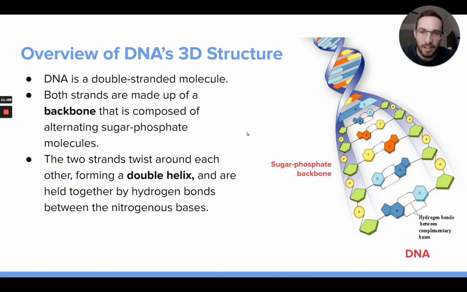But the DNA is double-stranded. There's two different strands. So there's a strand of nucleotides and a second strand of nucleotides. And each of those strands has what's called a sugar phosphate backbone, with the sugar and phosphate groups alternating on each of those strands. And the nitrogenous bases are pointing in the middle. And those nitrogenous bases, there's hydrogen bonds that form between them that's actually holding the two strands of DNA together.